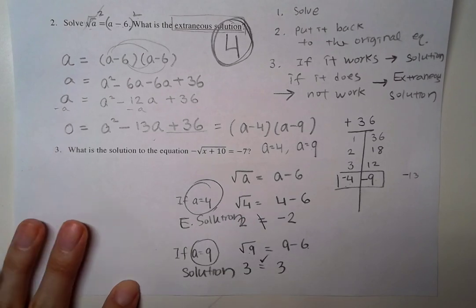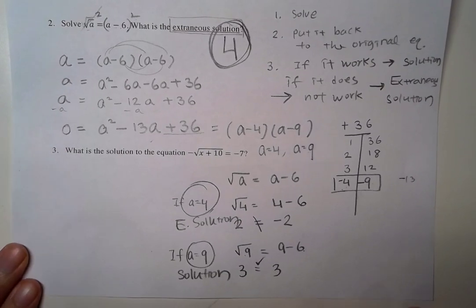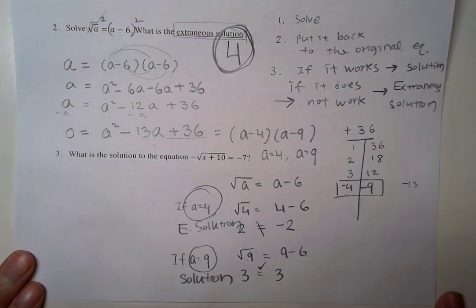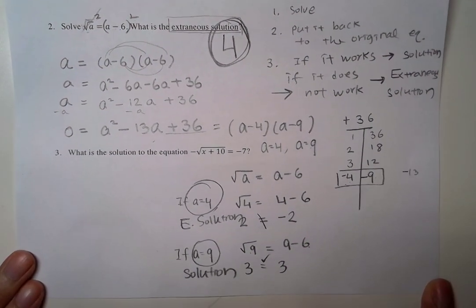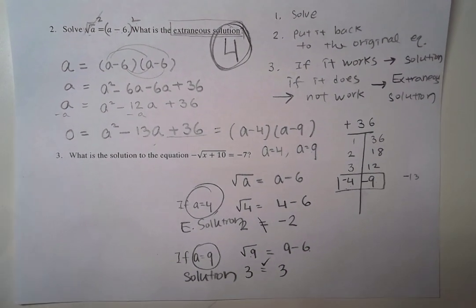All right. So that was number 2. So all of this is number 2. If you want to copy this, take a picture and then you can copy the work. All right. And I'm going to do number 3 on a separate paper.